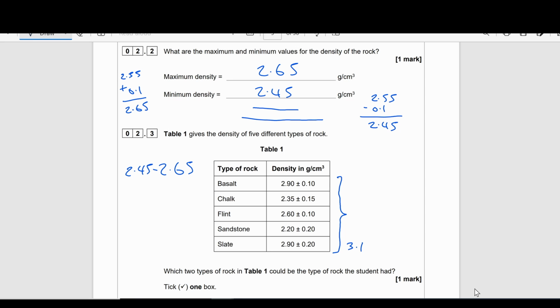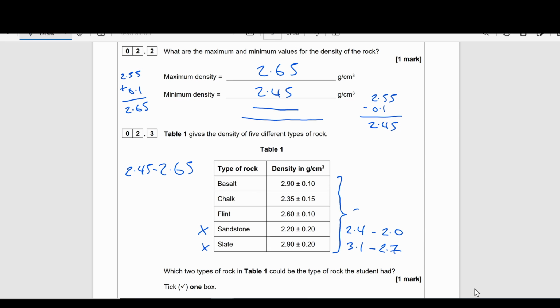If we do 2.9 minus 0.2, we get 2.7. Out of the range, so cannot be slate. Sandstone, 2.2 plus 0.2, we get 2.4. Minus 0.2, we get 2.0, out of the range.